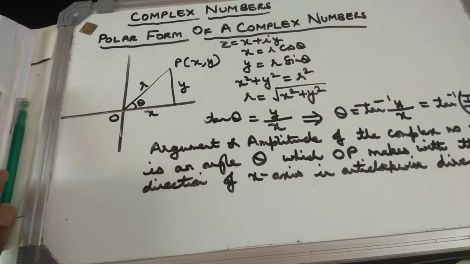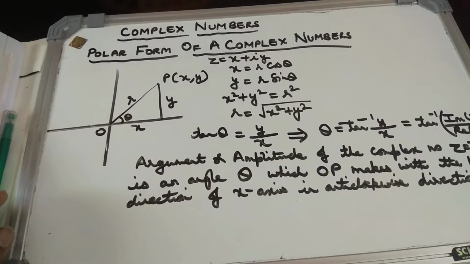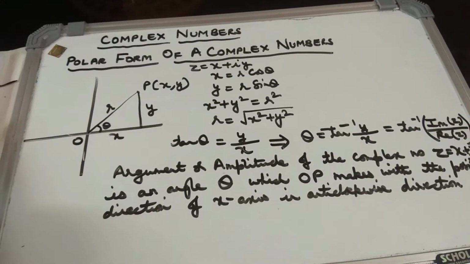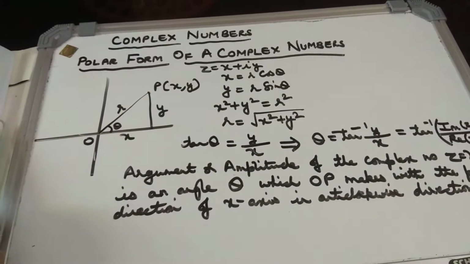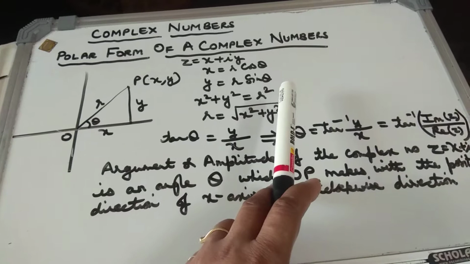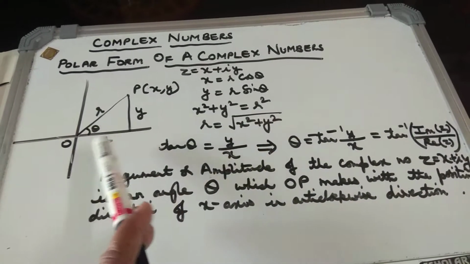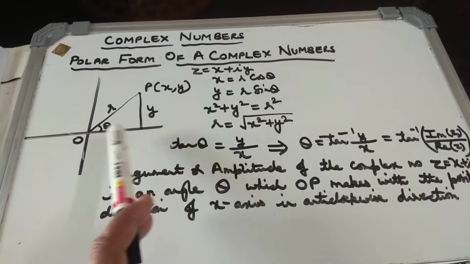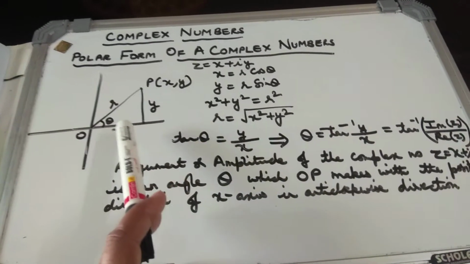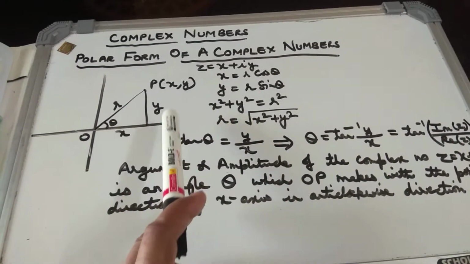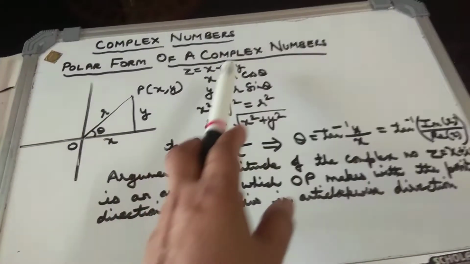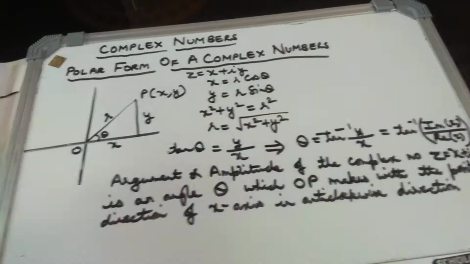Now this much is required for polar coordinates. Now z equals x plus iy. If I express the Cartesian form of the coordinates in the polar or trigonometric form, then x equals r cos theta and y equals r sin theta. This we can get from the trigonometric ratios directly, because it is a right angle triangle. Therefore x upon r equals cos theta and y upon r equals sin theta. Therefore x is r cos theta, y is r sin theta.